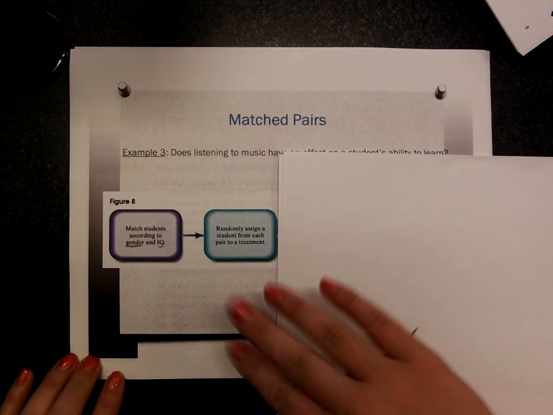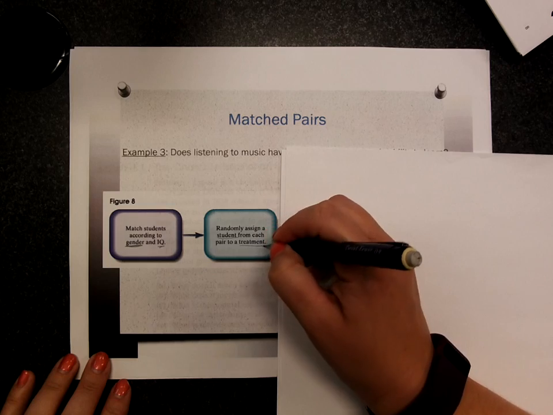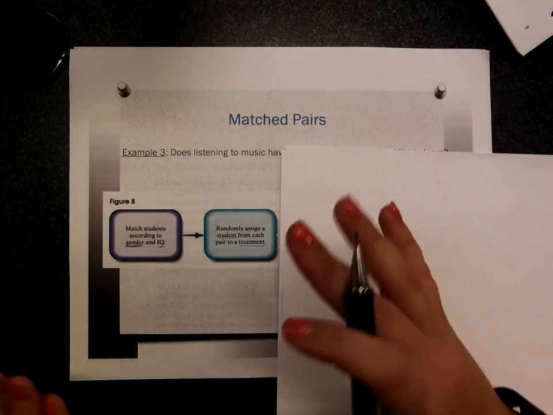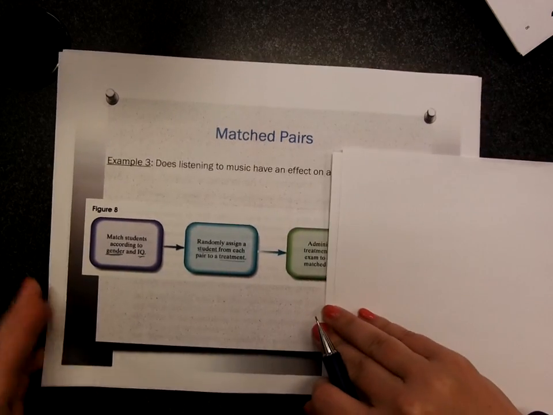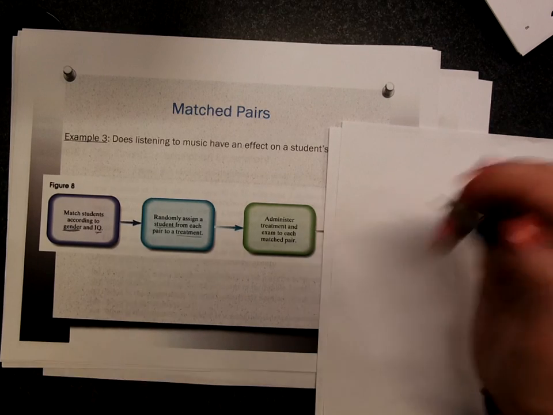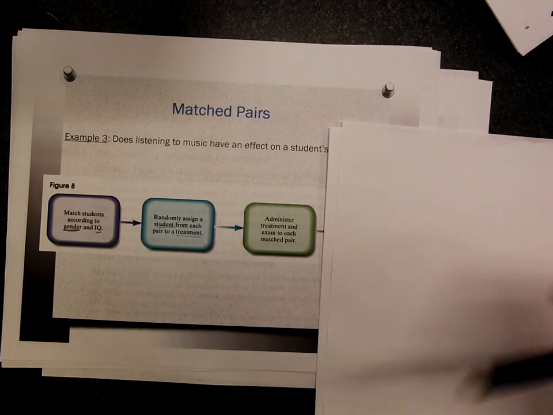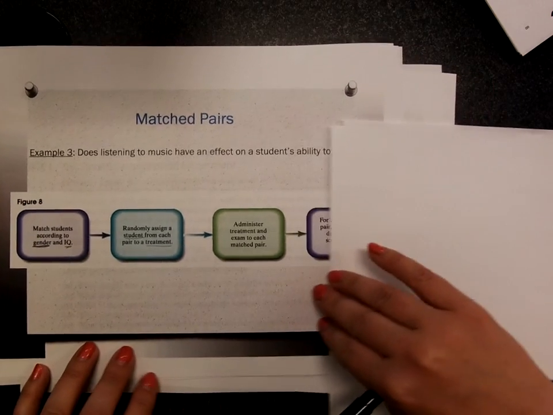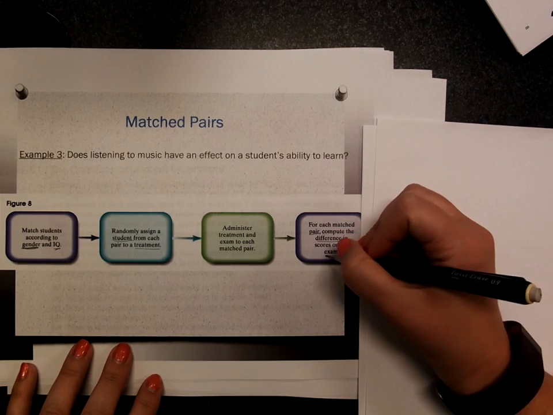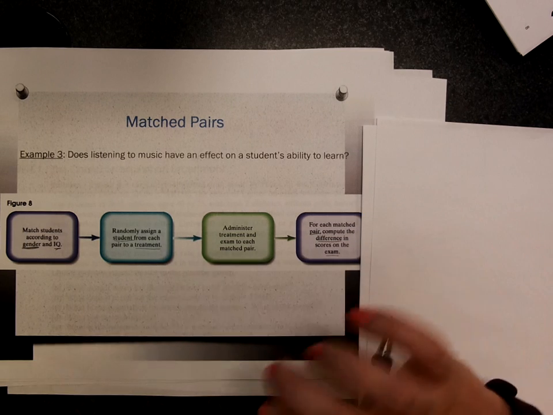And with each pair, they'll randomly assign one student from each pair to the treatment, and the other student will not have the treatment. So it's one gets it and one doesn't, and they're paired together. Then you will administer the treatment to each pair together, so person A and person B, one gets it, one doesn't, and each pair works the same way. And then for each pair, you'll compare the difference in the scores on the exam based on just the pair, and that way the IQ and the gender is separated out.